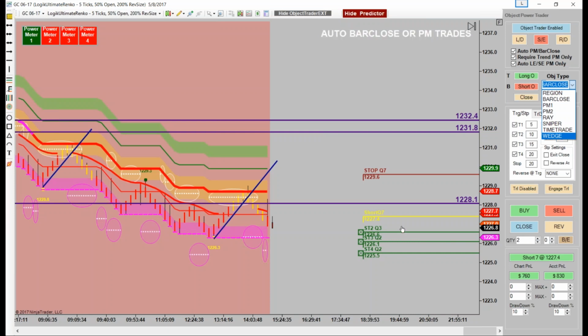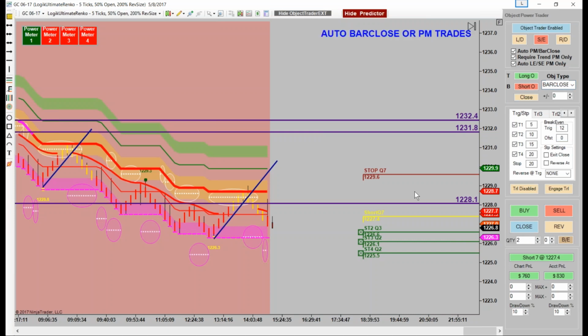And believe me, on a trade like that, you could make some serious coin. I wouldn't recommend just turning on bar close, you know, for up to 10 contracts. I'd probably max it out at 4 or 5. Okay? Now, also on your new Object Trader, you're going to be able to buy and sell also with your buy and sell buttons.